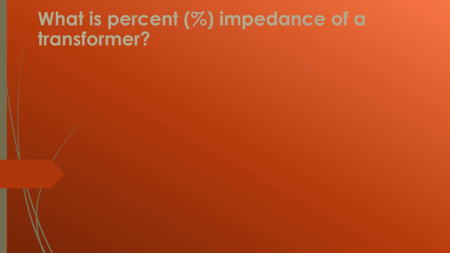So what is percent impedance of a transformer? Now we can define it, since we already understand how it is taken, how it is calculated, how it is measured. It is the voltage drop on full load due to the winding resistance and leakage reactance, expressed as a percentage of rated voltage.